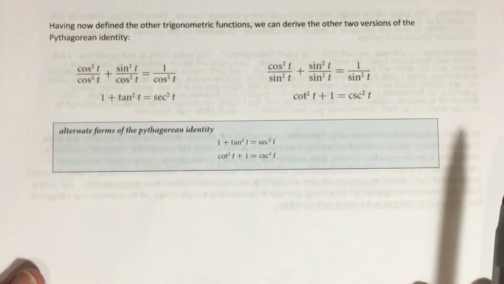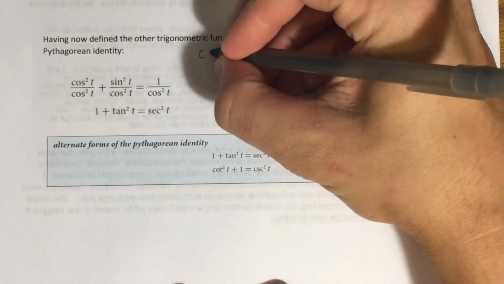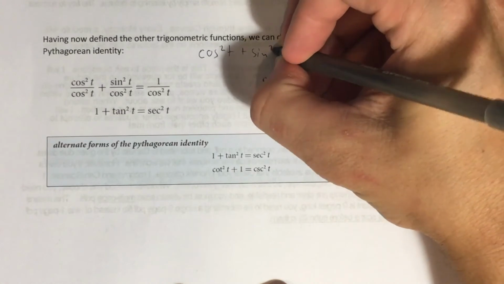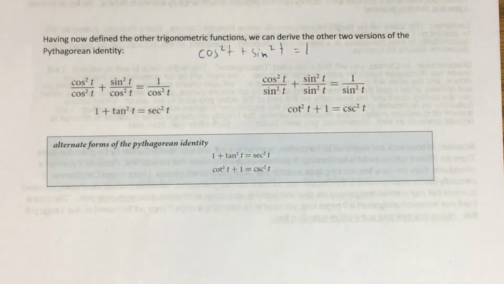On the topic of identities, I want to return to our Pythagorean identity. Remember, the Pythagorean identity was cosine squared of t plus sine squared of t equals 1. We established that in the last section, and I did mention back then it's probably the most important identity that we encounter.